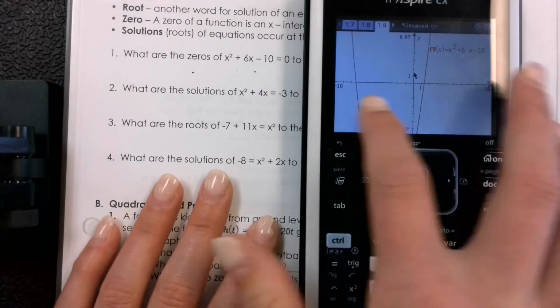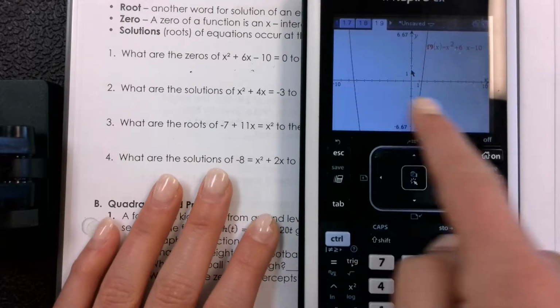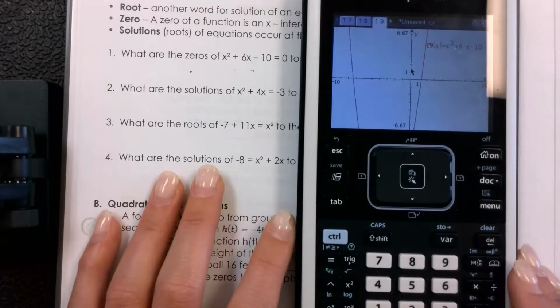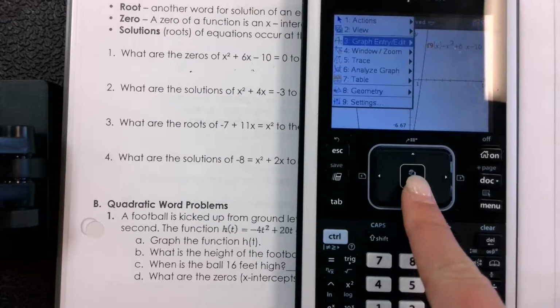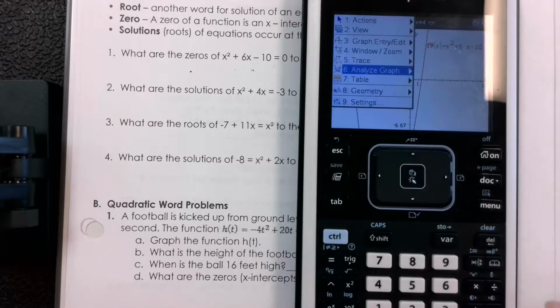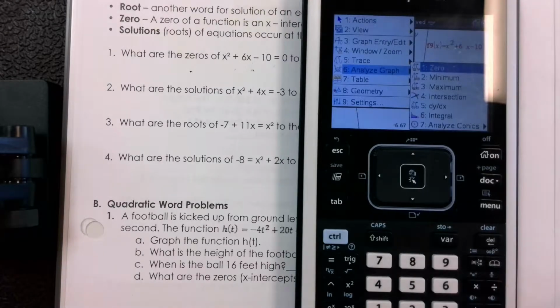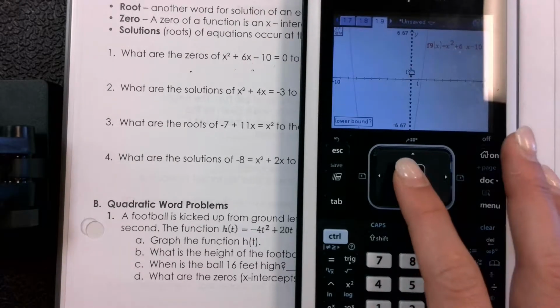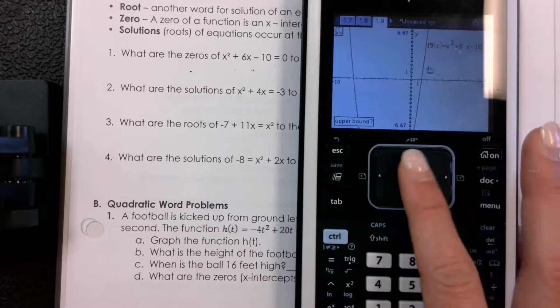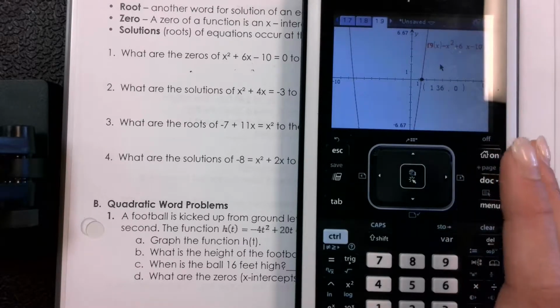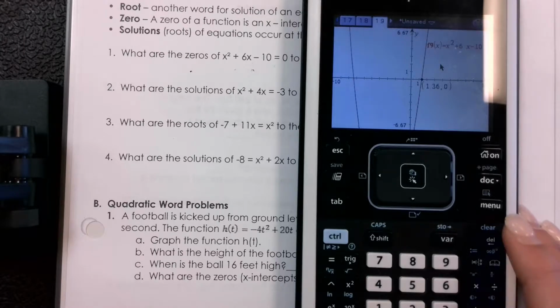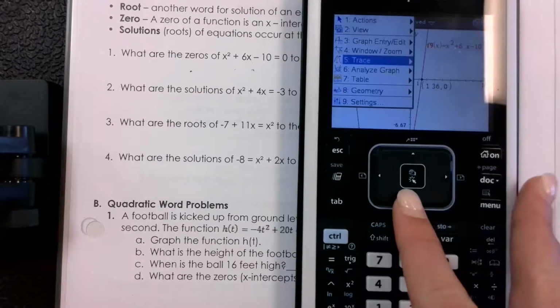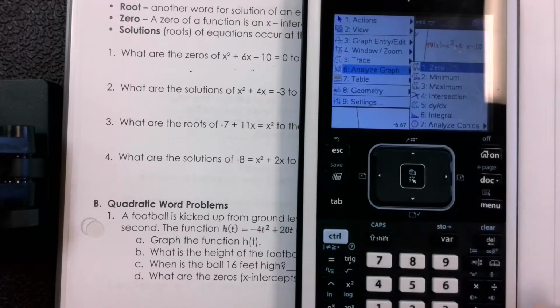How are we going to find those roots, or those zeros, or those solutions, or those x-intercepts? Menu. Analyze graph, and we're choosing zeros. You got to do the 2 individually. Make sure you click on the left, scroll over, click on the right. You'll have to do it twice to find them both, yes? So go find the other one. Same steps again, menu, analyze graph, 0.